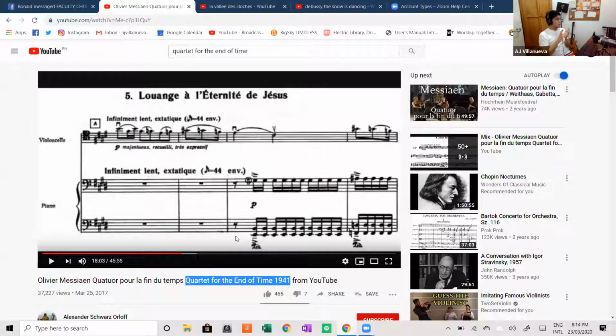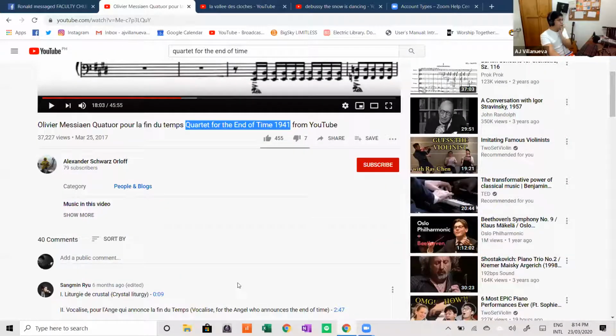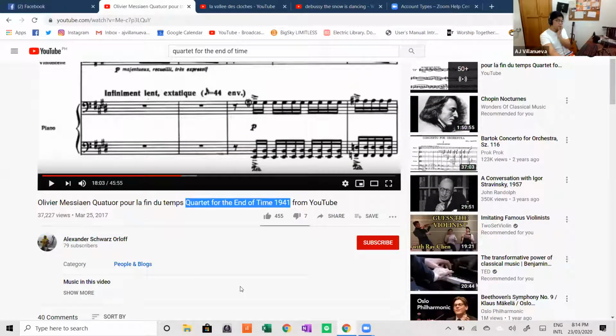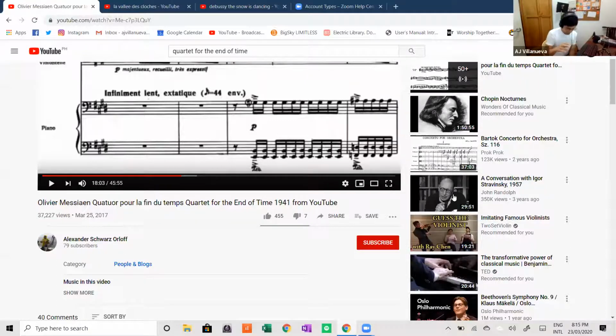So Quartet for the End of Time is a quartet for violin, cello, piano, and clarinet, and correct me if I'm wrong. I think violin. Yeah, violin. And this was written in a prisoner of war camp in 1941. So Messiaen was a prisoner of war during that time. And so he wrote this inside the prison. And if you can imagine the conditions during World War II, which I don't know if we are attuned with our history, maybe we can imagine. 1941. And yung kabuang context niya is really the end of time.